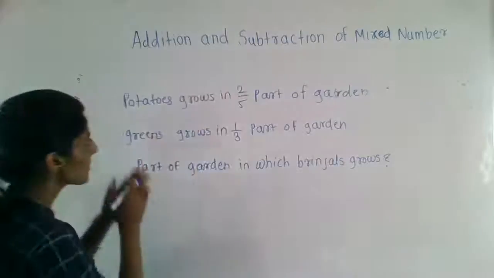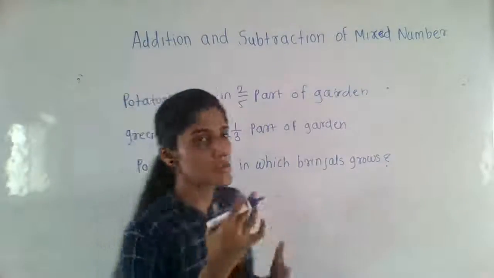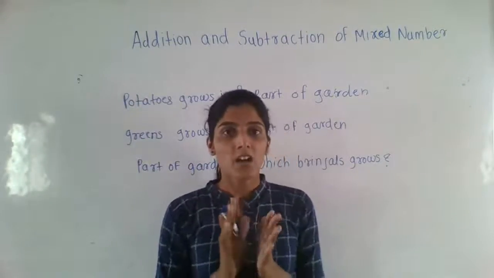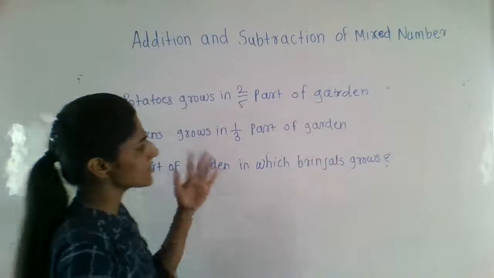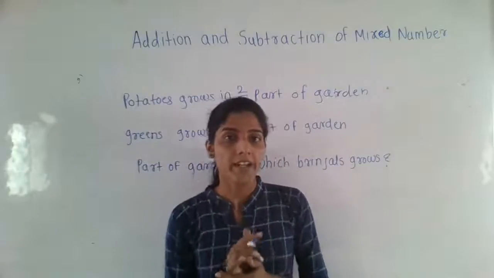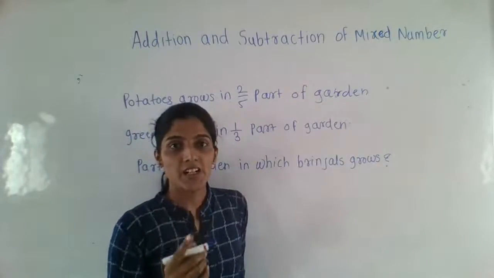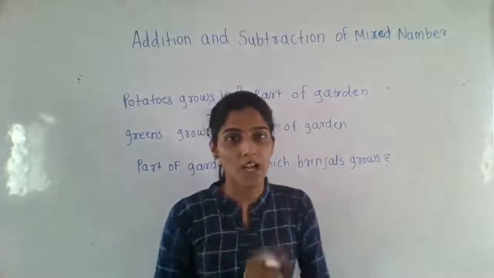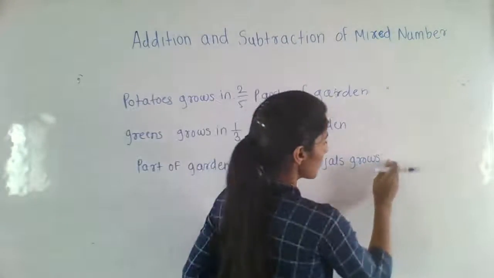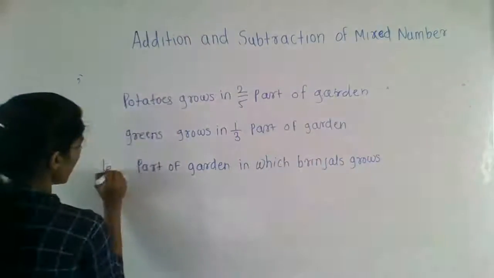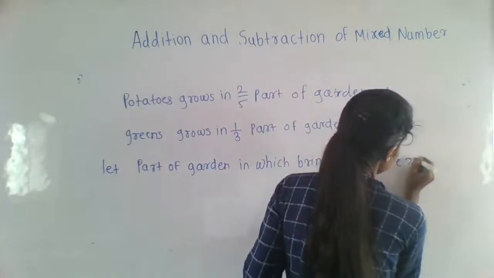आता बघा हे कसे सॉल्व करणार? पोटॅटो ग्रोज इन 2/5 पार्ट, ग्रीन्स इन 1/3 पार्ट and ब्रिंजल साठी किती पार्ट रिमेनिंग राहील हे आपल्याला फाइंड करायचे. Now you can see that the potatoes, greens and brinjals are all grown in one garden. म्हणजे तिने सगळे एकाच गार्डन मध्ये लावलेलं आहे. बरोबर, म्हणजे मग आपण कसं करणार? सपोज पार्ट ऑफ गार्डन इन व्हिच ब्रिंजल ग्रोज बी x कन्सिडर केला आपण.